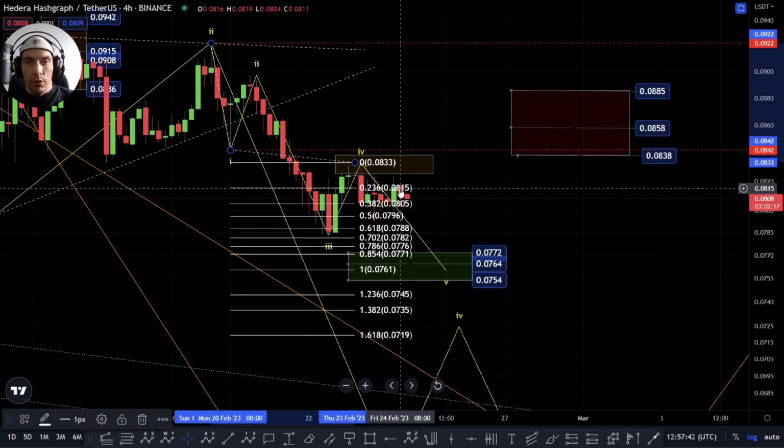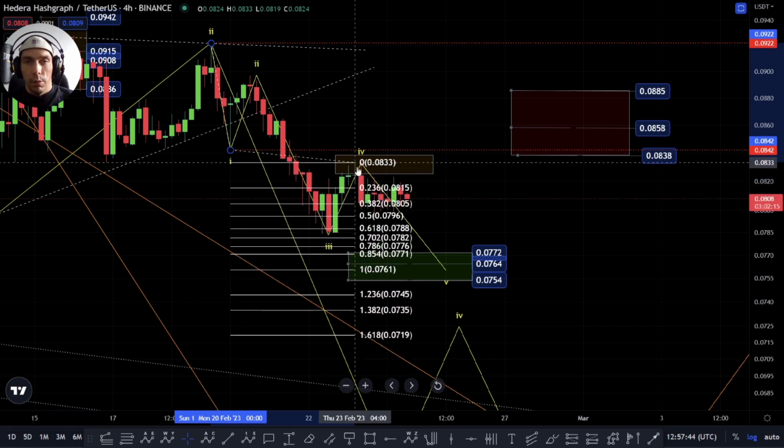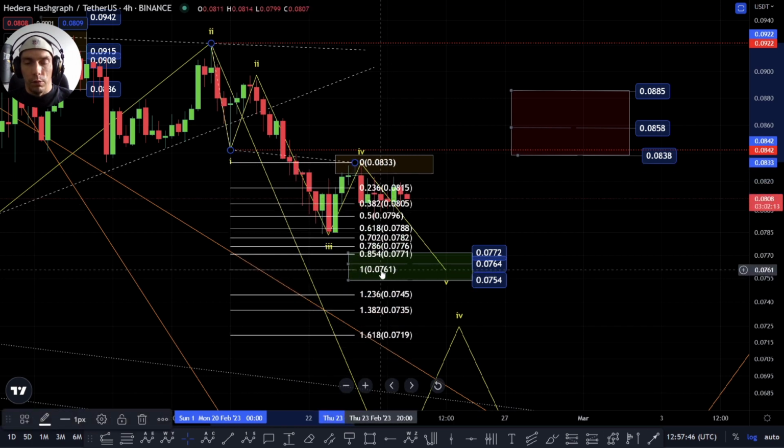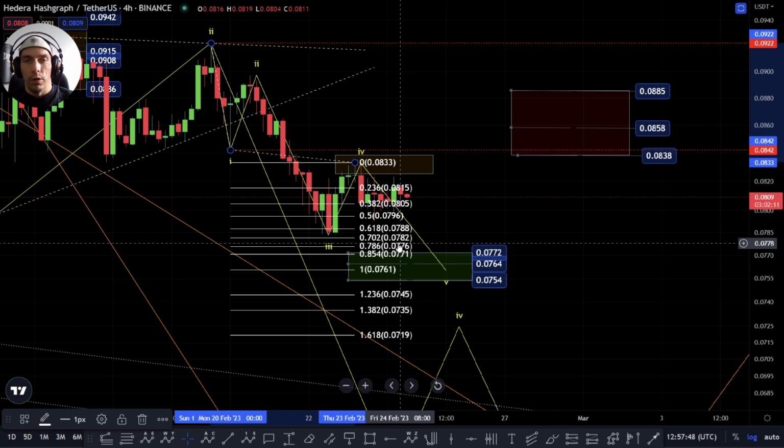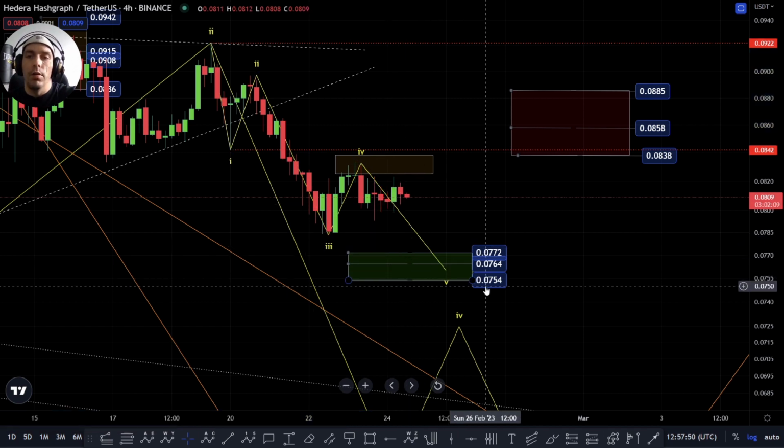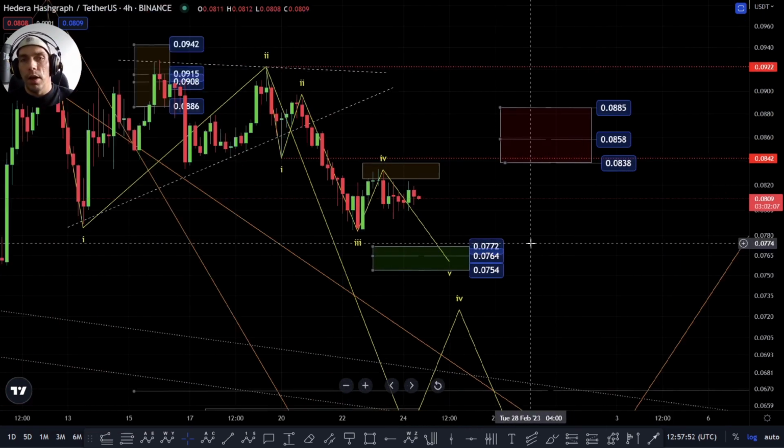Alternatively, the other way that we can look to measure this is that potentially we could see this move down to this 1-to-1, which would be the 761. So if we do move down there, that would be the area that I'm looking at. And then it would be important what happens next.